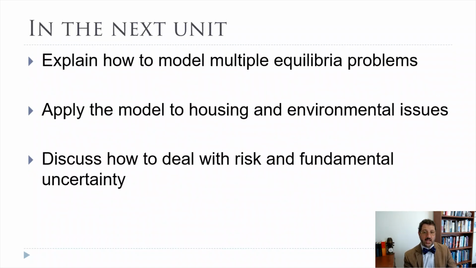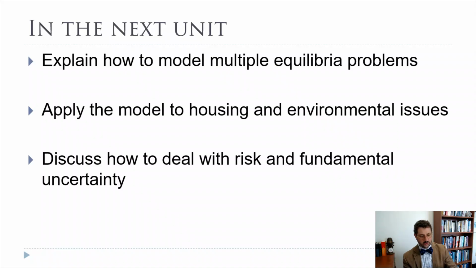So in chapter 8, we will look at economic systems where there are multiple equilibria and where we may be pushed to a higher equilibrium or a lower equilibrium. We'll talk about tipping point equilibria. We'll look at a housing model as well as environmental issues as examples of multiple equilibria.